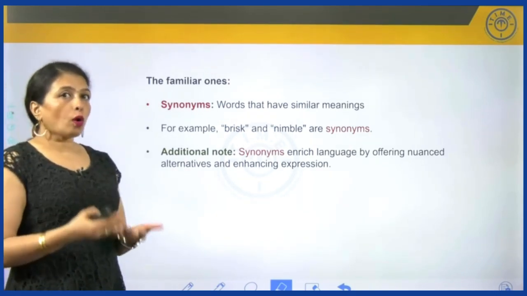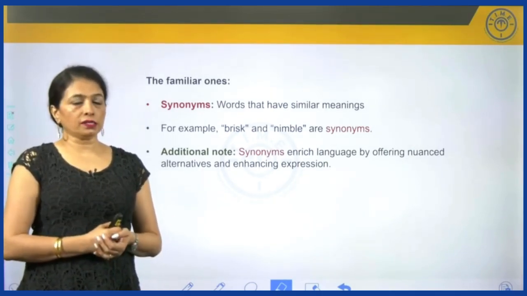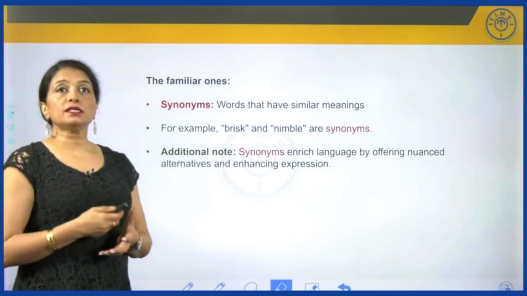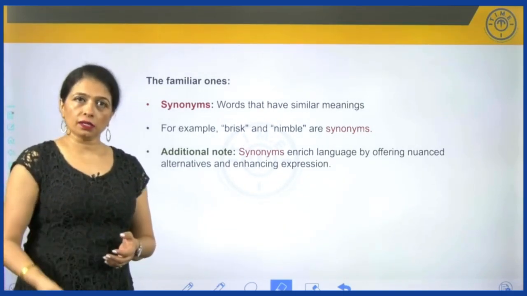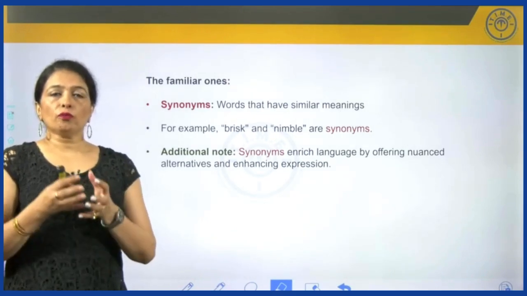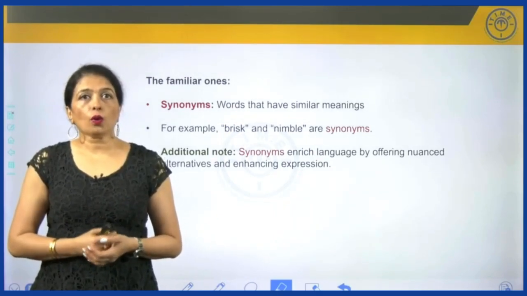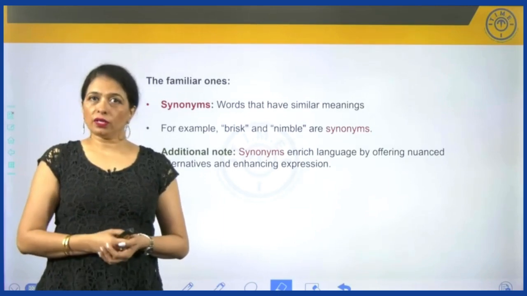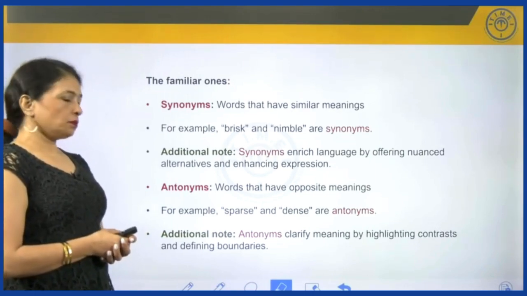Now, synonyms do what and why do we need them? Why do we need to have a lot of synonyms in our word kitty? That's because they enrich language by offering nuanced alternatives and enhancing our expression. In order to avoid redundancy by using the same word repeatedly, if we have a lot of words that have similar meaning and we know that they can be used interchangeably, we can avoid this kind of repetition because they offer alternatives for the same word that we need to use in that particular context.